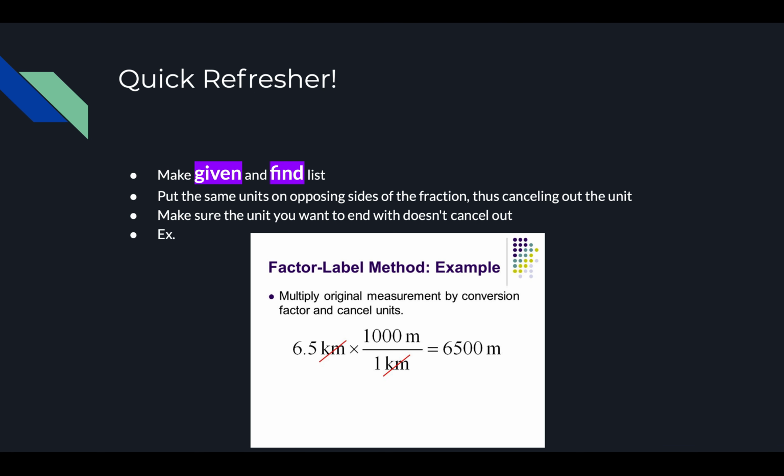Now, time for a quick refresher on factor labeling. First, you have to make a given and find list to organize your thoughts. Then you have to put the same units on opposing sides of the fraction, thus canceling out the units so that you get the right one at the end. You have to make sure the one at the end is the one that you don't cancel out during the process. And here we have a picture of what it should look like.